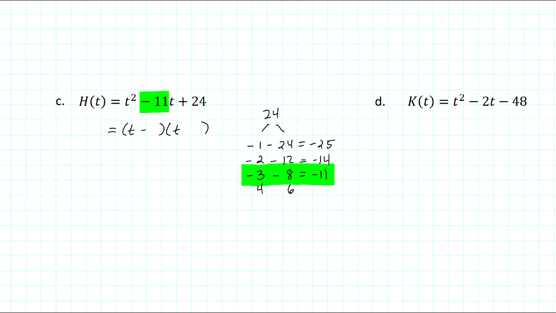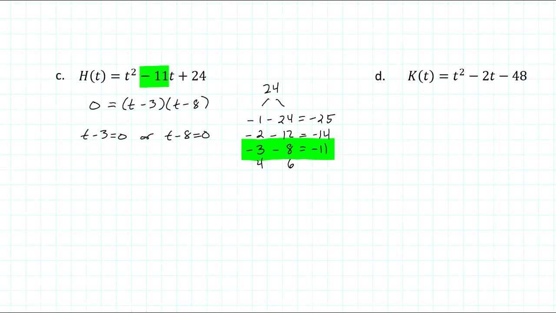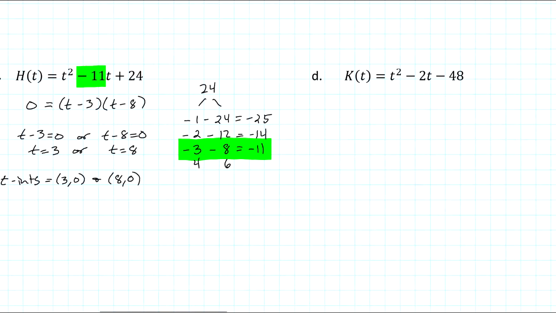So we can plug in a minus 3 and a minus 8 into the parentheses. Set this to 0, and we'll get t minus 3 equals 0, or t minus 8 equals 0. Solving for t, we get t equals 3, or t equals 8. So our t-intercepts are the points 3, 0, and 8, 0. One more problem to go here.